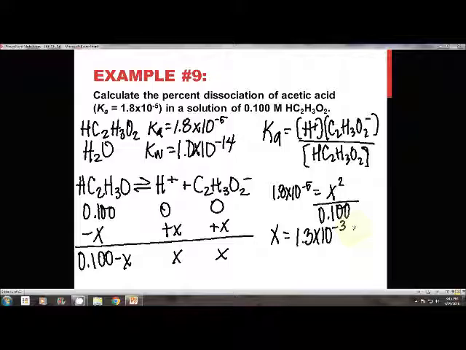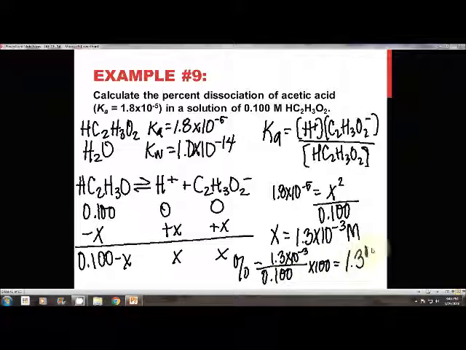And this technically, since it is H plus, the unit could be molarity, molar, okay? So now to find the percent dissociation, we are going to take our X that we solved for, divided by the initial concentration, and multiply by 100. And when you do that, you get 1.3%. So this is telling you that only 1.3% of the acid actually breaks down into the H plus concentration. The rest of it stays put together. That's why it's called a weak acid, because it doesn't break up very well.